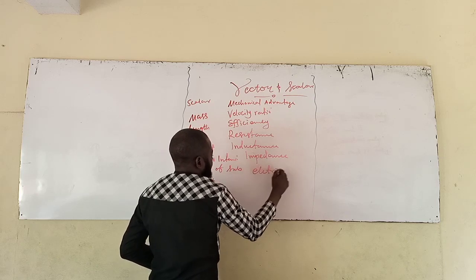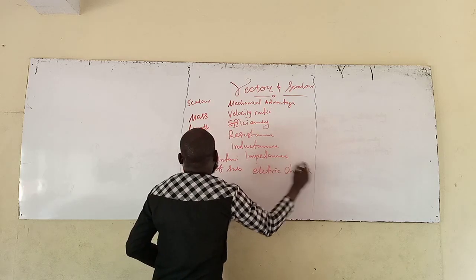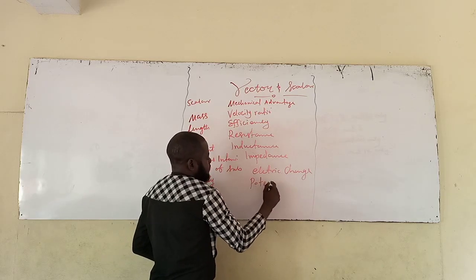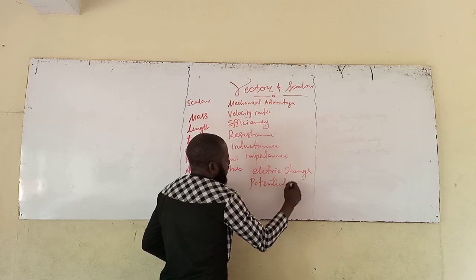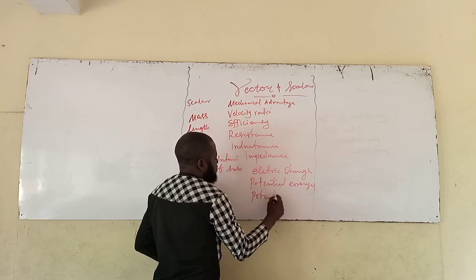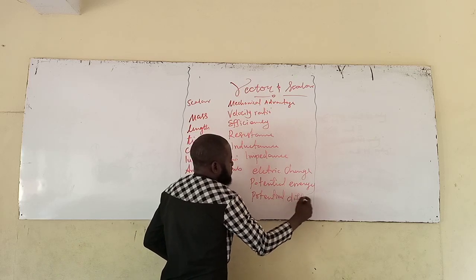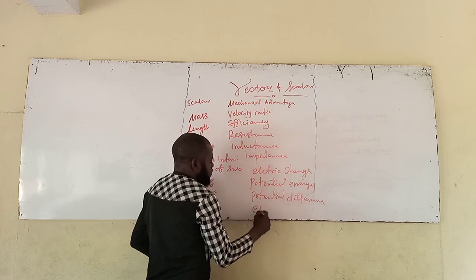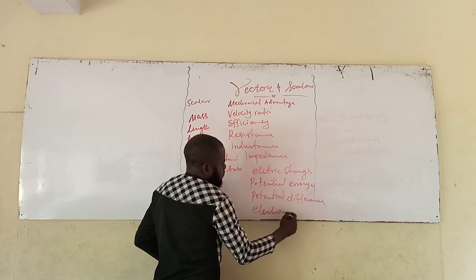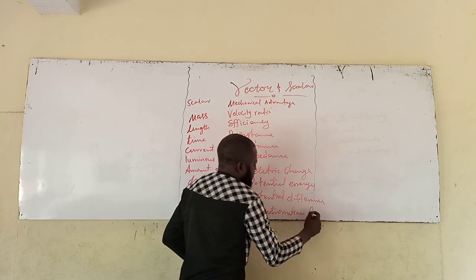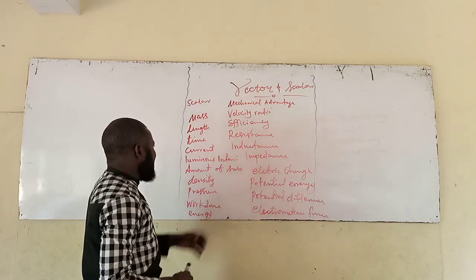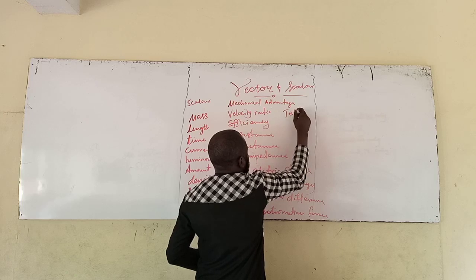Electric charge, electric current, take note. Potential energy, potential difference, electromotive force. All of these are examples of scalar, including temperature.